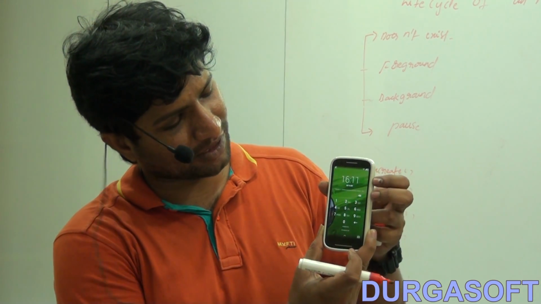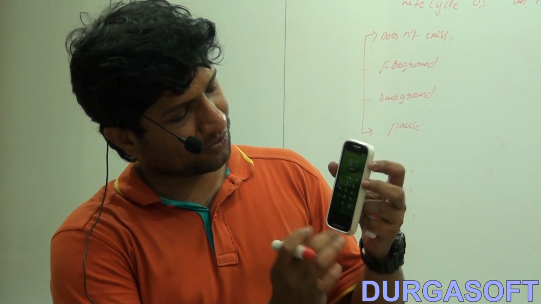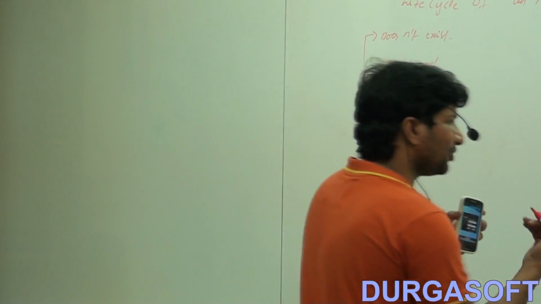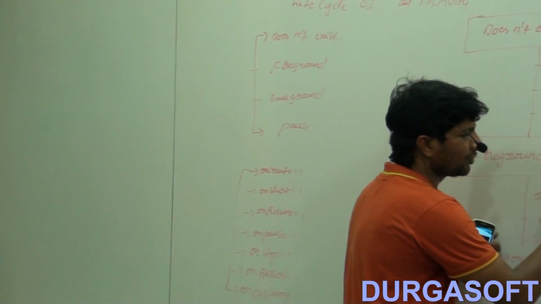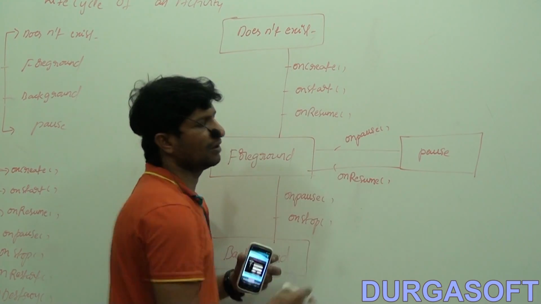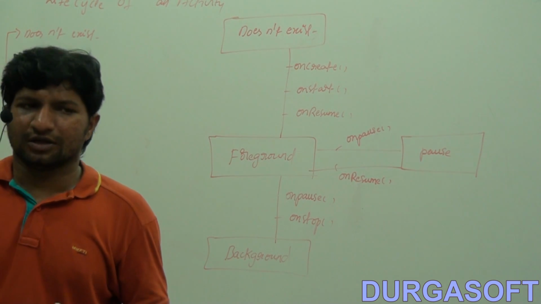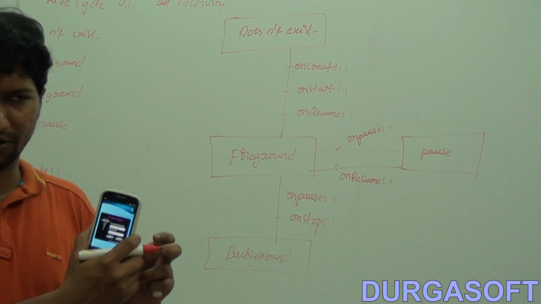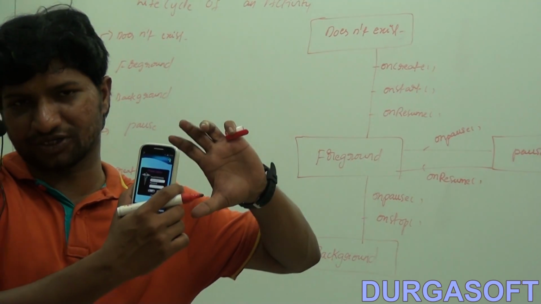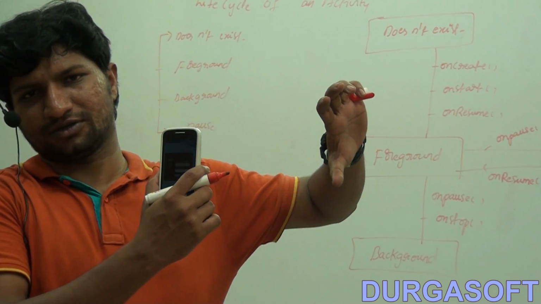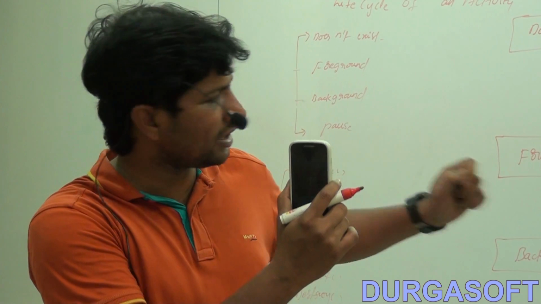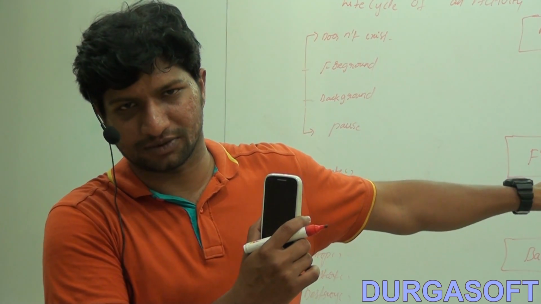Once again, if you click the power button, you will get the same activity. Previously it was in the pause state. An activity comes from the pause state to the foreground state by calling a method called onResume. If the current visible activity gets an incoming call or the power button is pressed, it is going to enter into the pause state. It is not going to be destroyed. Once again, an activity enters from the pause state to the active state by calling the onResume method.